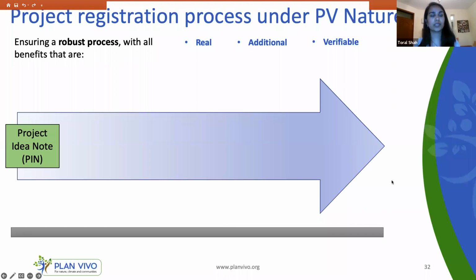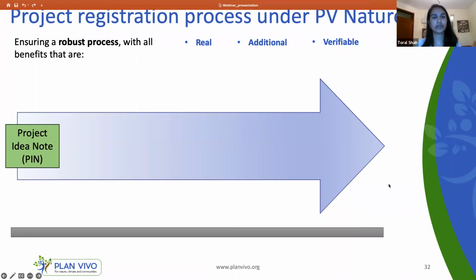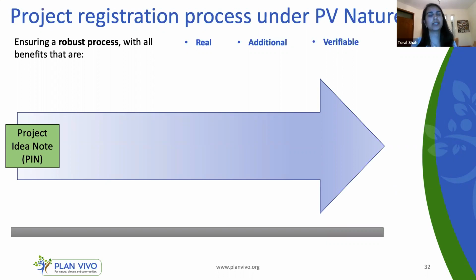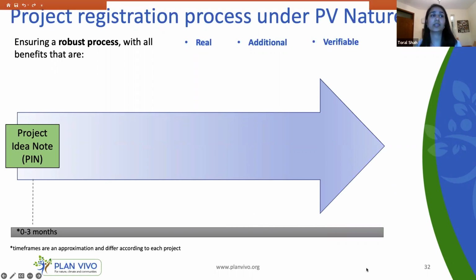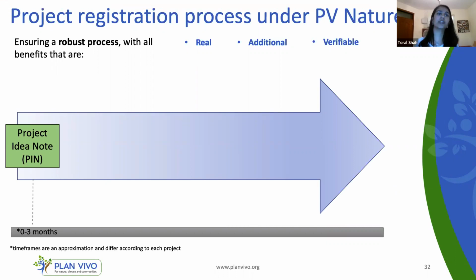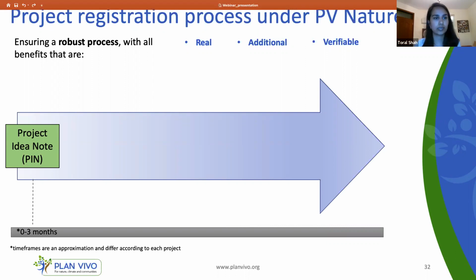So the first step is to get in touch with the Plan Vivo Secretariat and develop a project idea note. This is also known as a concept note, which usually takes about 3 months, but please note that these timeframes are an approximation and differ according to different projects.